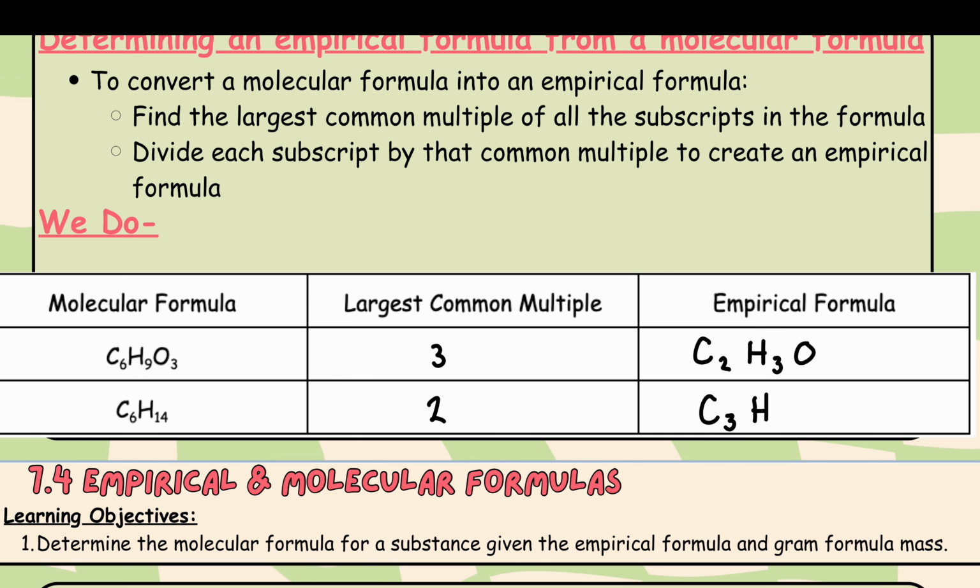And then for our hydrogens, we have 14 in the true formula. Divide that by the largest common multiple of 2. 14 divided by 2 gives us 7. Okay, so we took the true formulas, okay, exactly what truly is there, and we created this empirical, or like a simplified version, okay, just a simplified version of it.